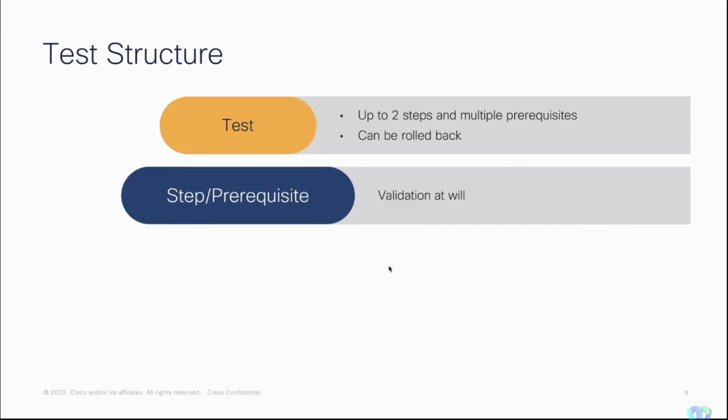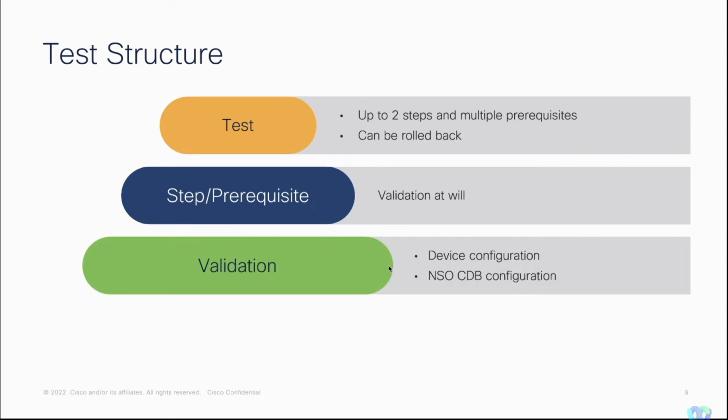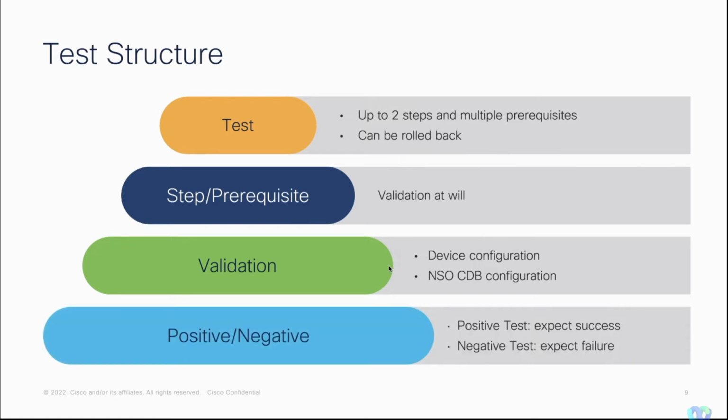Again, the validation is also a choice, and there might be cases in which we want to validate, and cases in which we do not want to validate. The validation, as I was mentioning, has basically 2 options. One is validating on the device configuration, and the other is validating on the NSO CDB configuration. And finally, we allow a test to be positive, in the sense that we expect success, or negative, in the sense that we expect failure.